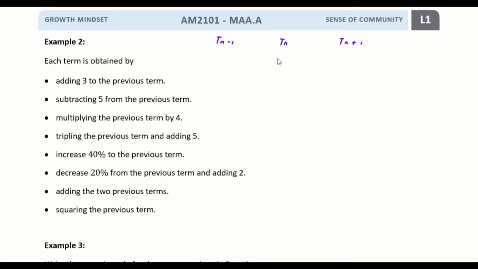Okay, so let's start with the first one by using this. For me to get the current term, what I need to do is add 3 to the previous term. Am I right? So that's why what I can write is that for me to get my nth term, I need to use my previous term, which is the n minus 1 term, plus 3. I hope that you get the idea.